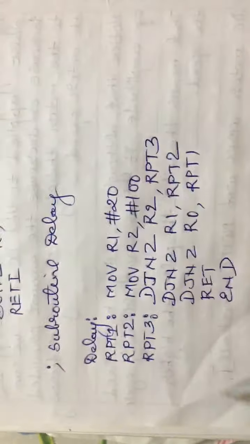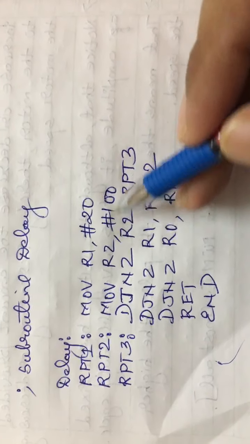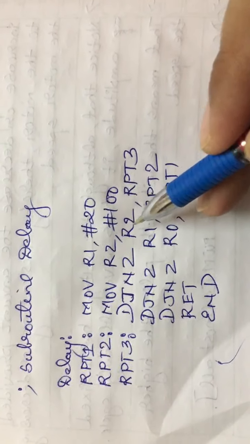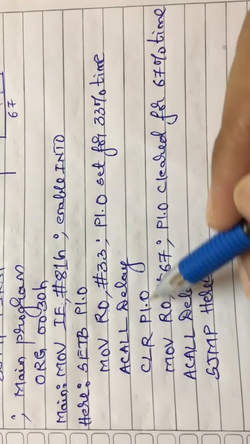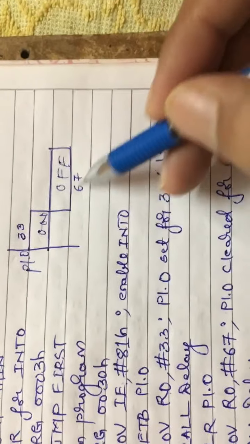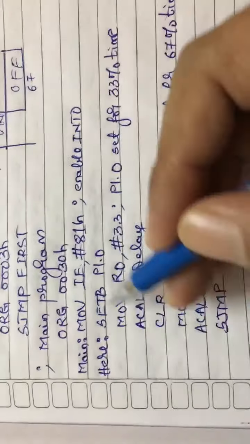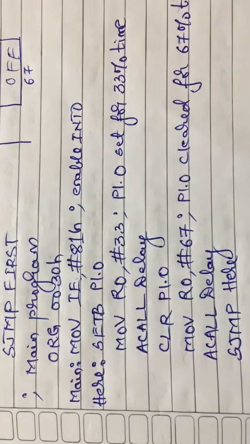call delay. In the delay program, here I have written a small delay as I showed in the last example: R1, 20, R2, 100, DJNZ, return. So after the delay, it will clear pin 1.0. Next, take the 67, that is this value, into R0, call delay. Again it will go with the delay program. SJMP here.